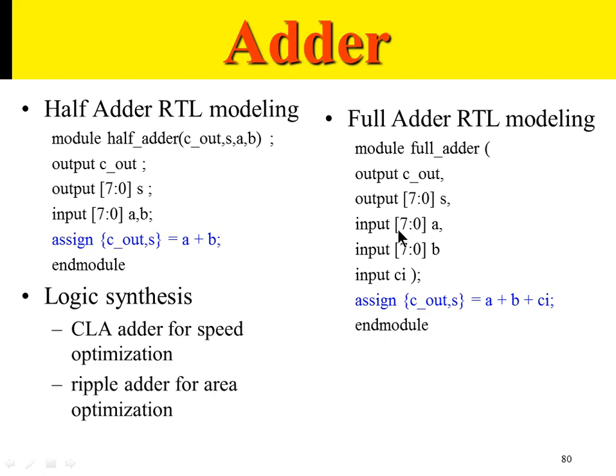If I want to make it a full adder, module full adder, output cout, S is 8 bits, A is 8 bits input, B is 8 bits input, and CI, carry in, is another input. In this case, again I can use the continuous assign statement. Assign curly braces cout comma S is equal to A plus B plus CI. Since in this case I'm including carry input as a part of my adder operation, it will generate a full adder for me. The earlier one will generate a half adder for me.